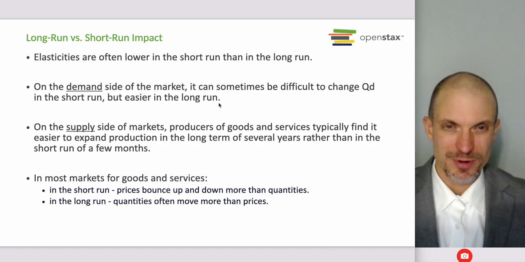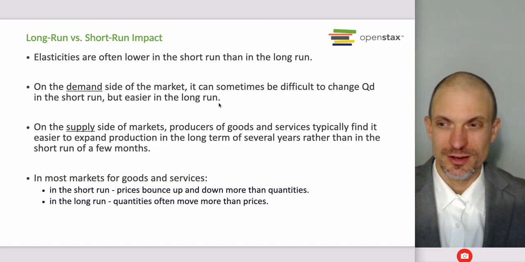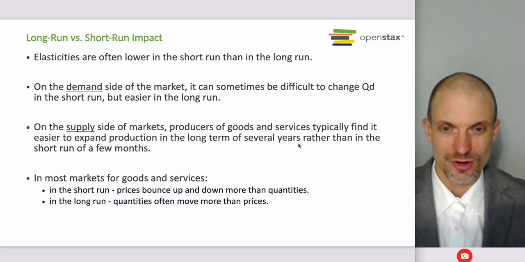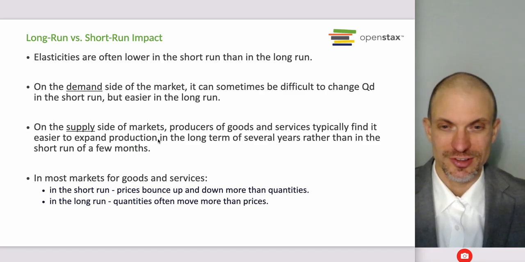But if you find gas prices are rising substantially, now over the long run, you might have an incentive to buy an electric vehicle instead, right? On the supply side of markets, producers of goods and services typically find it easier to expand production in the long term of several years rather than the short run of a few months, right? So immediately, if there's a tax or some shock to the market, supply is pretty inelastic in the short run, but much more elastic in the long run because they can change their production plans.